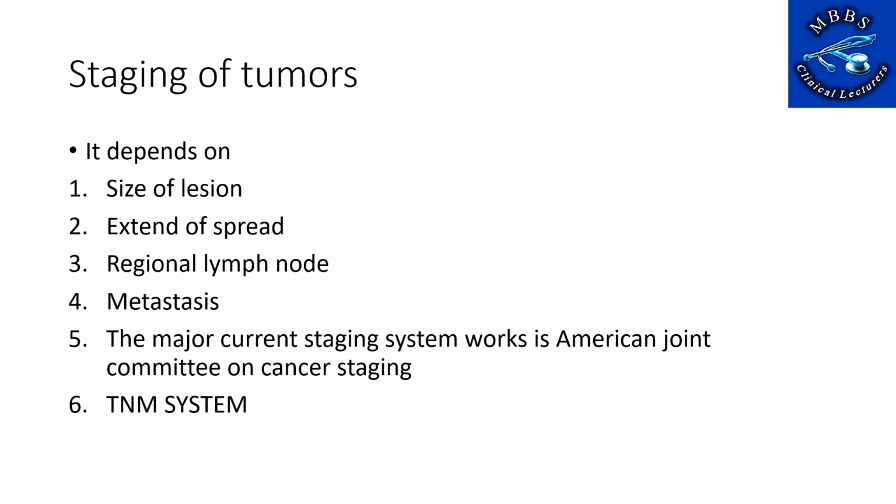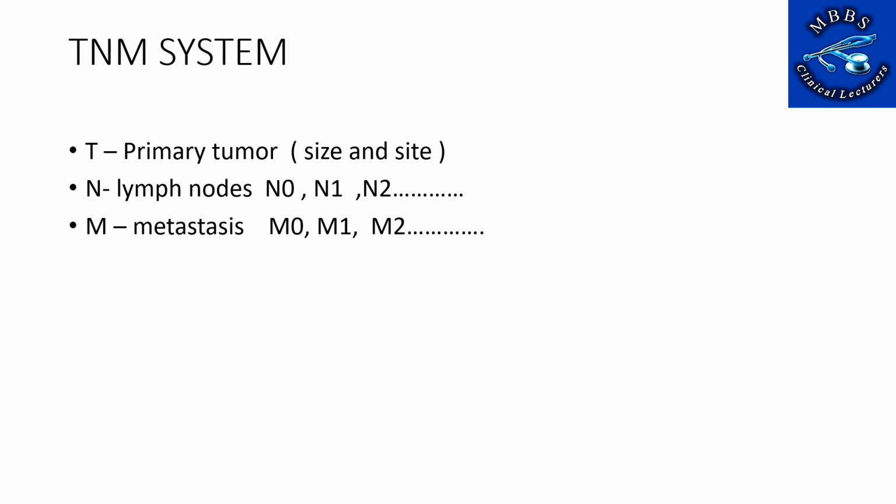And for staging of the tumor, for these important parameters, we use the current staging system, which is the American Joint Committee on Cancer staging, and this system is denoted as T, N, and M. So this system is known as the TNM system. In the TNM system, the T primarily shows the tumor size and the site where the tumor is located and how much the tumor measures.